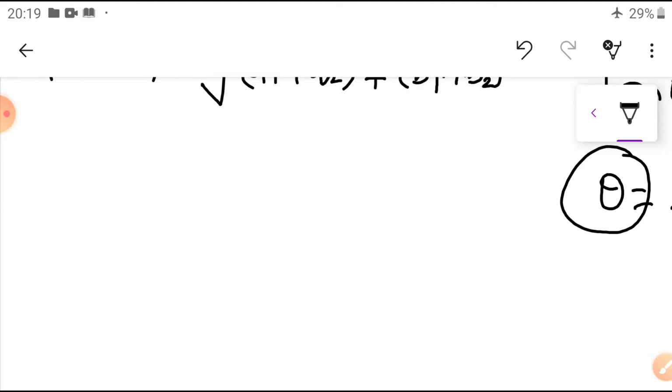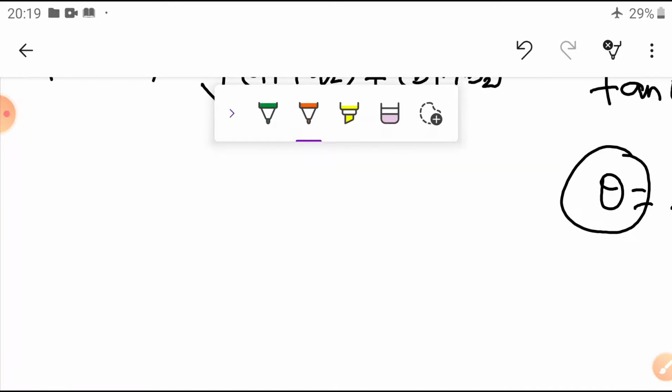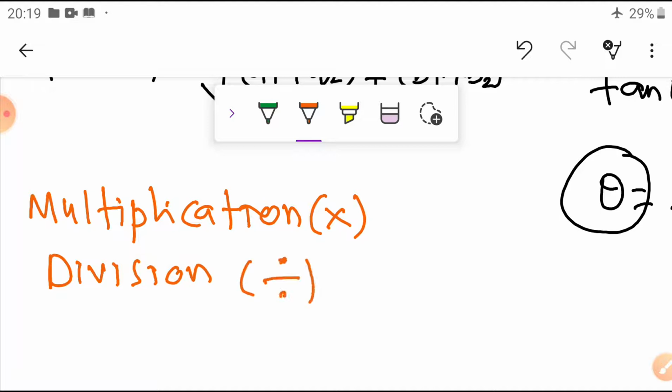So, the first heading here is multiplication, and division. This is the division of phasors. We have to do the phasors. How we are going to multiply and divide the phasors, we will see in this session.